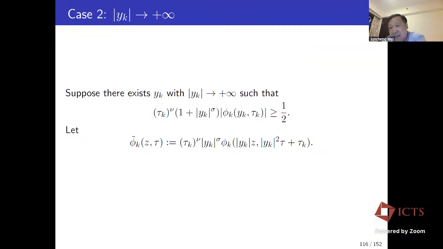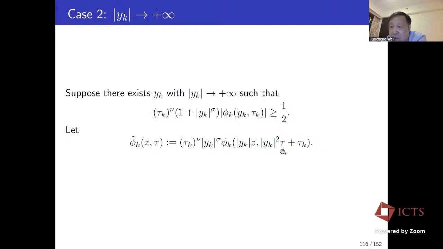Now, in the second case, assume that your blob location goes to infinity. So we still have this bound. And now we do this kind of scaling, which is the parabolic version of the rescaling. So you rescale your phi by this. You want to fix the place where you have the blob, and you rescale to phi tilde. Now remember, we are inside the self-similar regime. In other words, yk squared is much smaller than tau k.